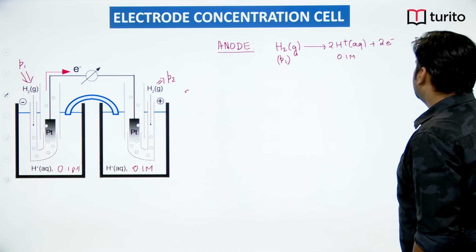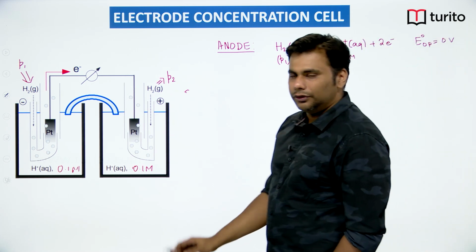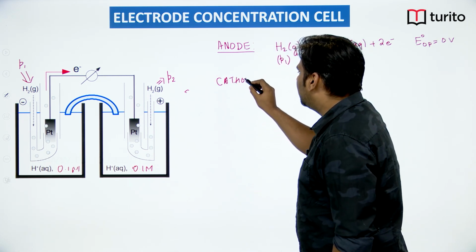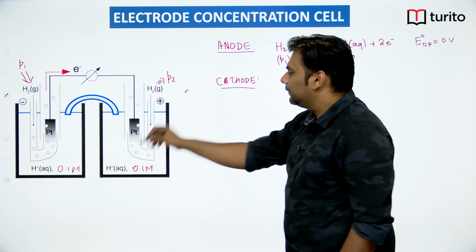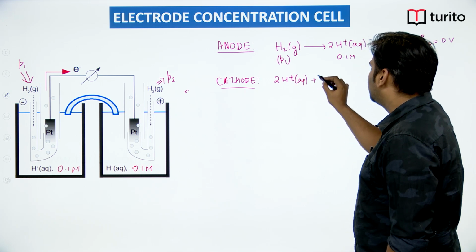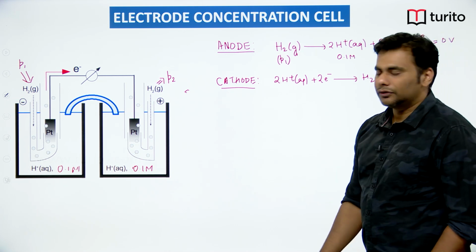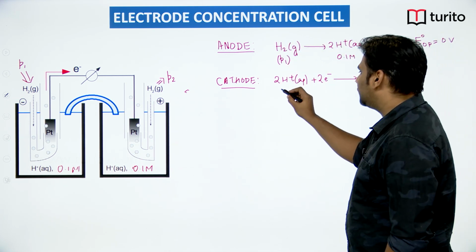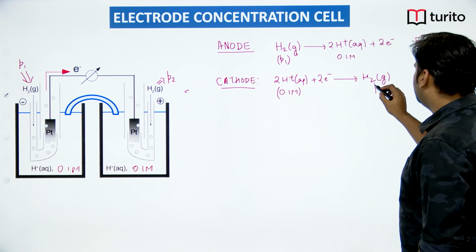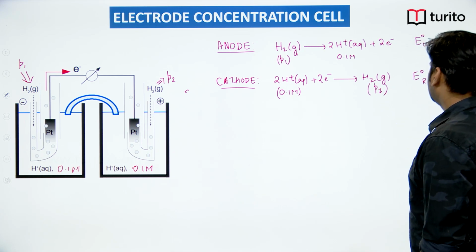Because oxidation is happening, I can write oxidation potential. I can also write it as reduction potential, so there is no issue. There should be no confusion on this. In the cathodic half we know that reduction is happening. So the H plus ion in the solution will take up 2 electrons and change into hydrogen gas. The concentration of H plus ion in the cathodic half was 0.1 molar only, and the partial pressure of hydrogen was P2. So the reduction potential of this would be 0.